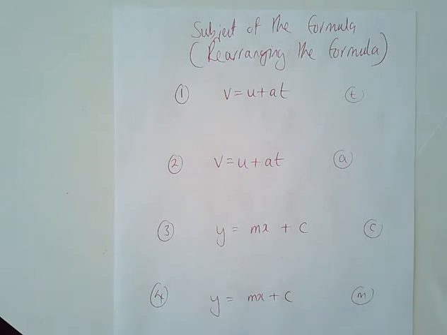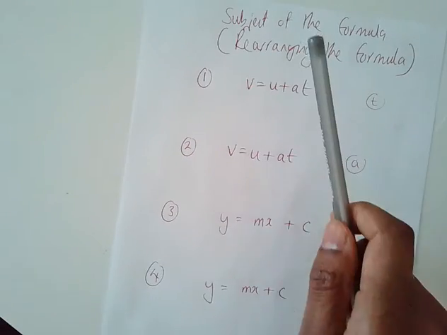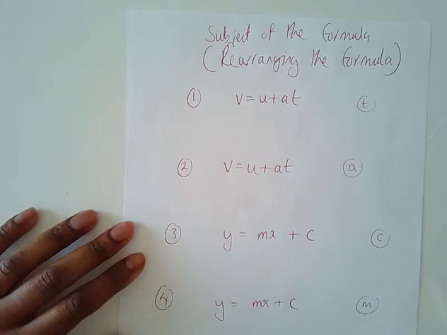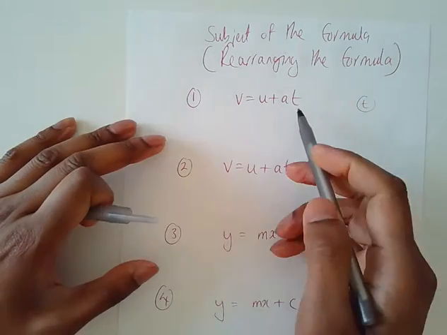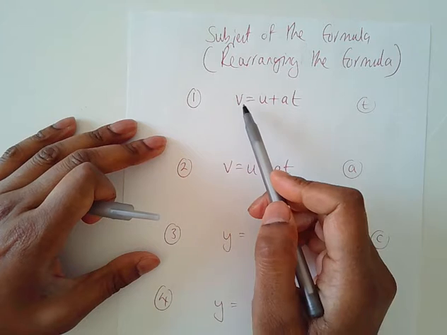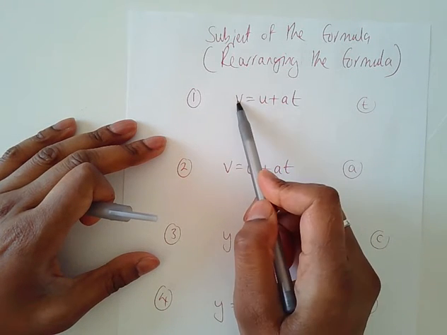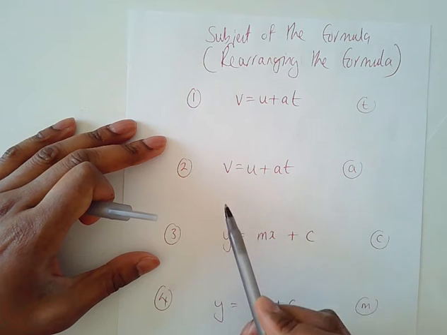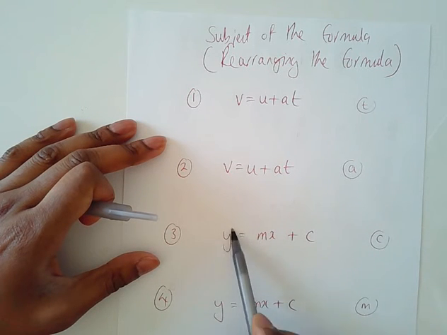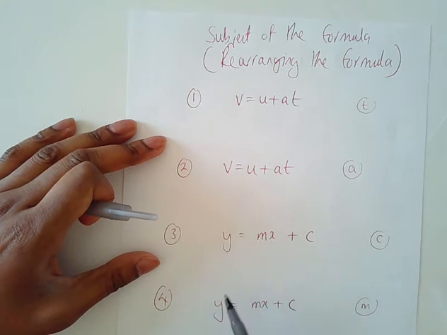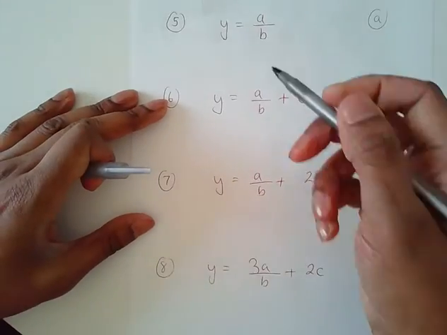This is rearranging the formula. Subject of the formula, otherwise rearranging the formula. Right, let's suppose we've got loads of formulas here. V is on its own, so at the moment that is the subject of the formula. Here, Y is on its own, subject of the formula, and so on.